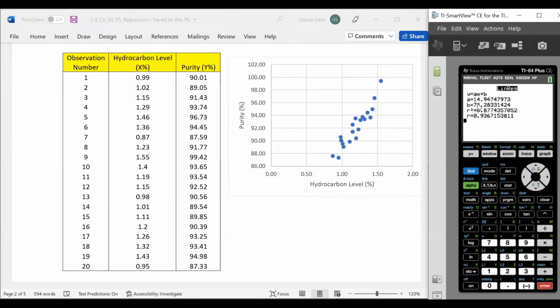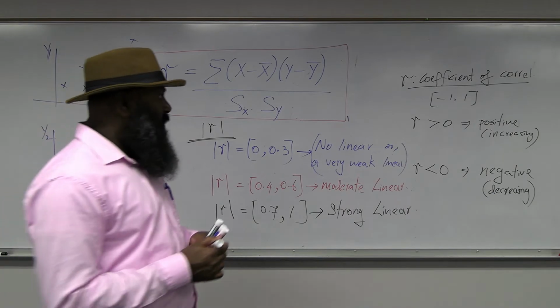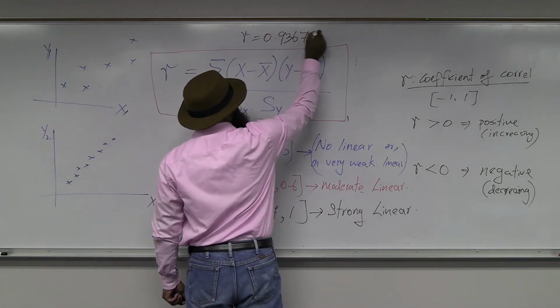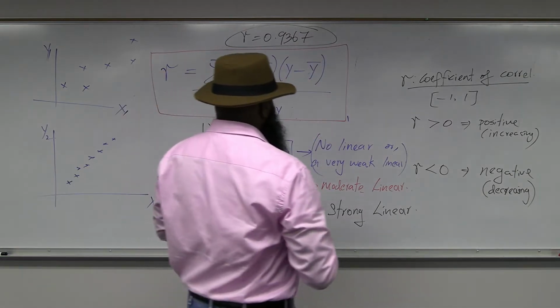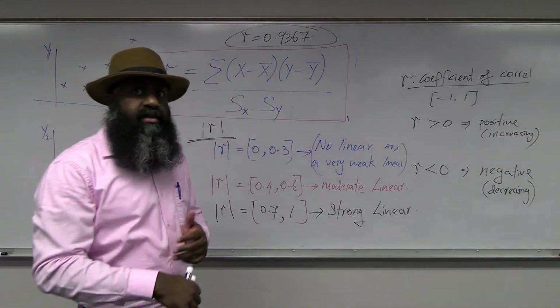Now you can see that y equals ax plus b, a equals 14.94, b equals 74.28, r squared equals 0.877. But for now, what we need is the very last line. R equals 0.9367. That's the coefficient of correlation for this data set between hydrocarbon level, which is the variable X, and oxygen purity, which is the variable Y.